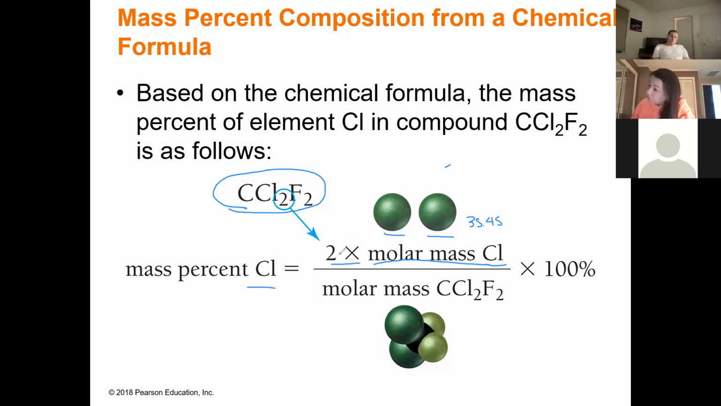And we multiply it by 2. I'm going to divide it by the molar mass of the entire compound, right? This is sort of like the top is kind of like the fat in your body. The bottom is your total body. Okay, this is the element I'm looking for. This is the total thing.